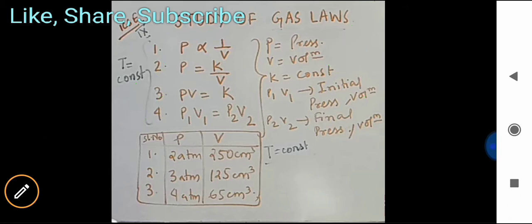Now you can see a table on your screen. There are some experiments. These are just examples; you can make your own examples also. In the first reaction, the atmospheric pressure is 2 and its volume is 250 centimeter cube. In the next reaction, 3 atmospheric pressure is there and its volume is 125 centimeter cube. Then in the final condition, the pressure of the gas is 4 atm and its volume is 65 centimeter cube.